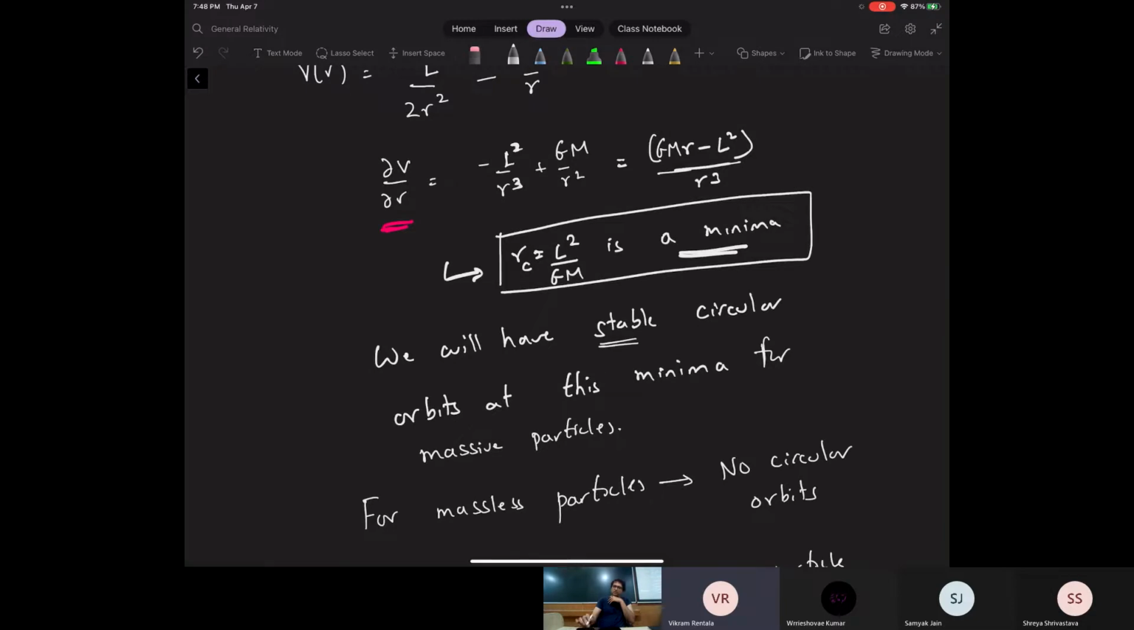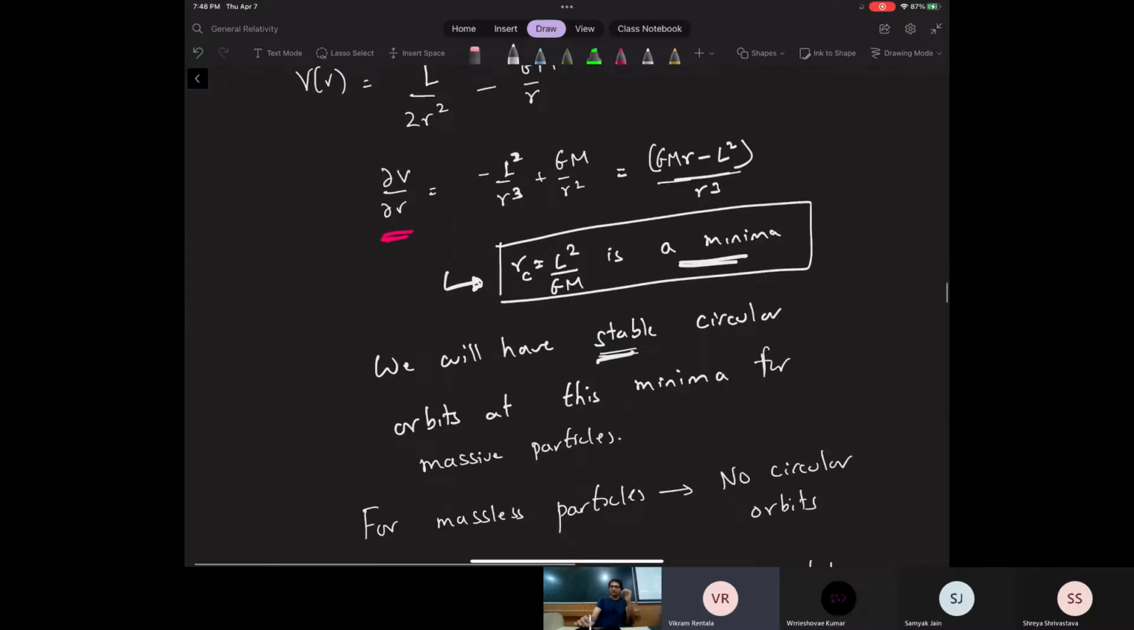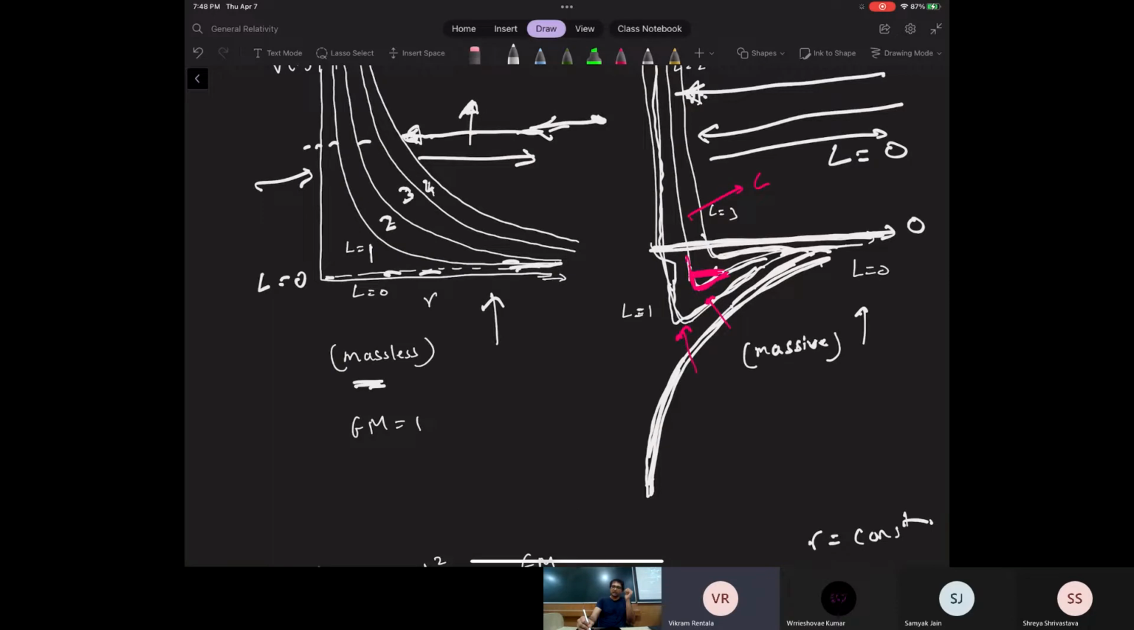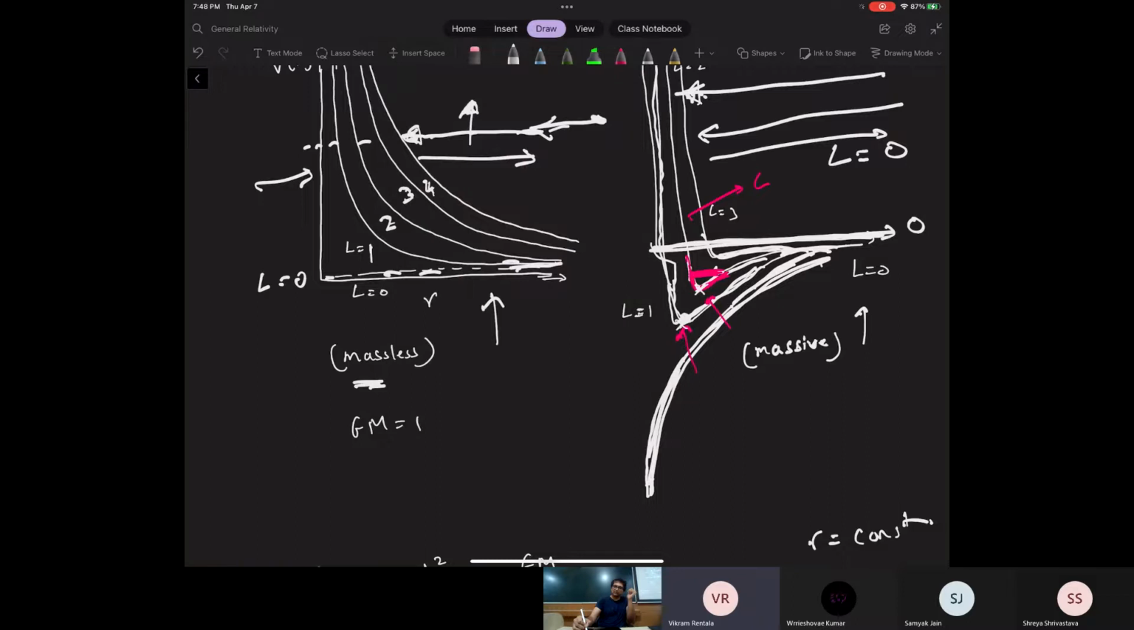This point, which is the minimum, implies that r is equal to a constant. Since it's a minimum, it will be a stable orbit, and a circular orbit because r will be constant. So for massive particles, if your energy is finely tuned for a given angular momentum such that you are at the minimum of this potential, then you will have an exactly circular orbit around this minus Gm by r type potential. This is something you're very familiar with from high school physics.